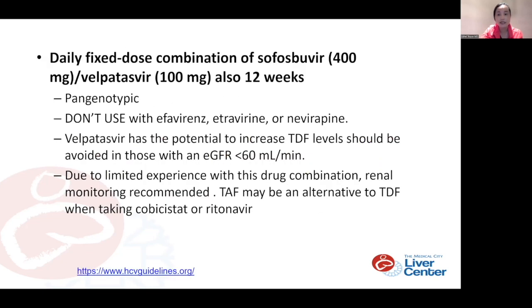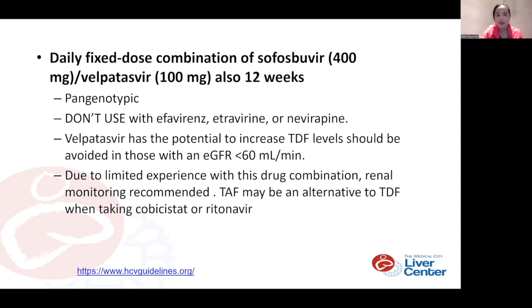So the other widely available pangenotypic, meaning it treats all genotypes, is sofosbuvir, velpatasvir, and maybe this will eventually be available in our treatment hubs. We don't use this with efavirenz, etravirine, or nevirapine. Velpatasvir has the potential, it's important to remember this, that the velpatasvir can increase our tenofovir levels. So the side effects of tenofovir, including renal toxicity and bone toxicity, can be heightened if you use tenofovir and velpatasvir together. So in general, we try to avoid using TDF in those with GFR less than 60.